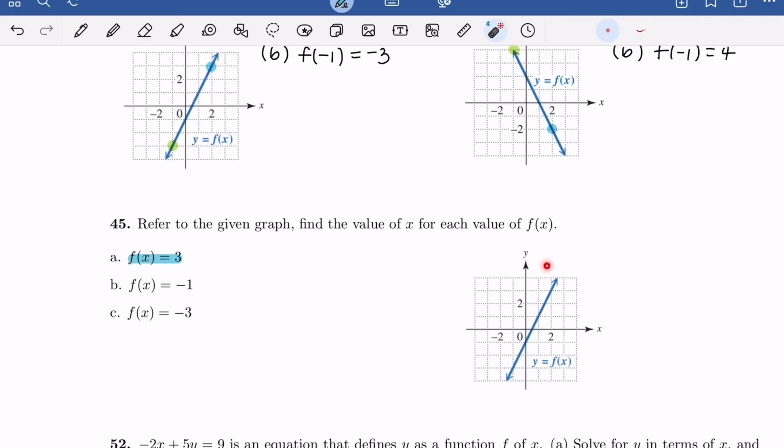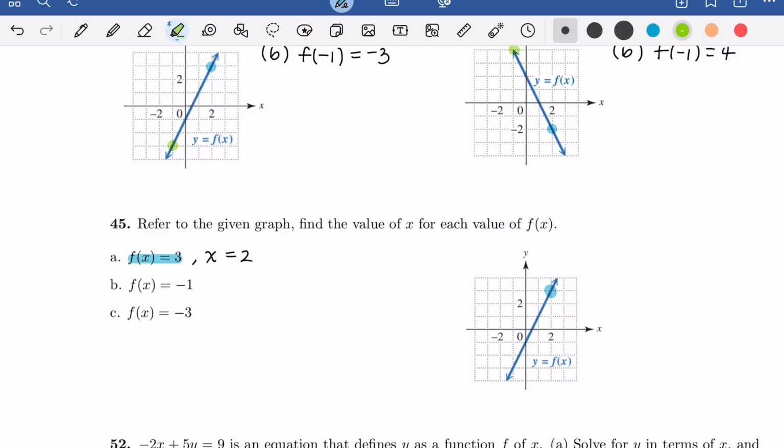What we want to do is look at this graph here and see what x value corresponds to a y value or an output value of 3. So looking at our output value of 3 here on our y-axis, we want to move over and see what this input value is. In this case, that input value is going to be 2. So x equals 2 for this one.